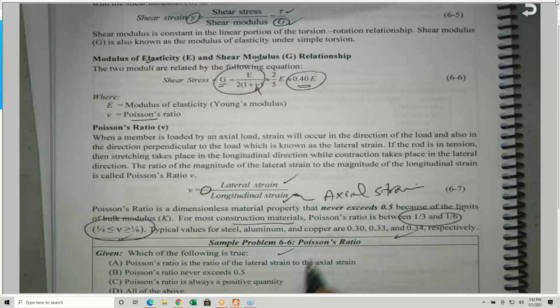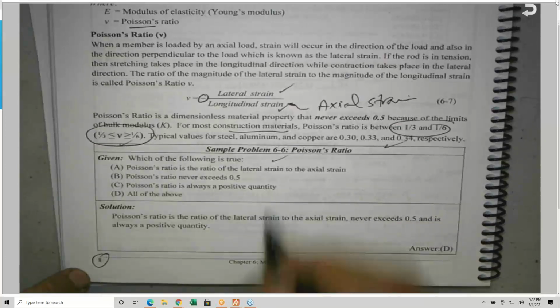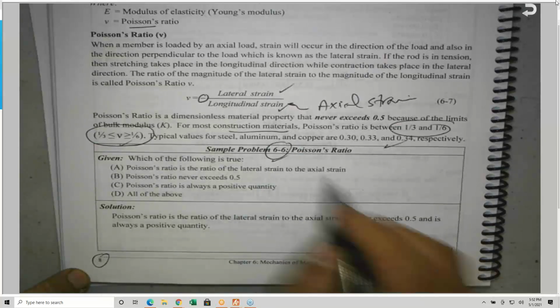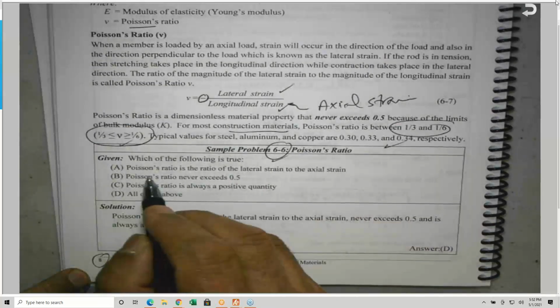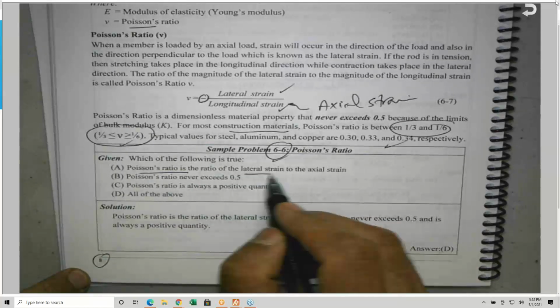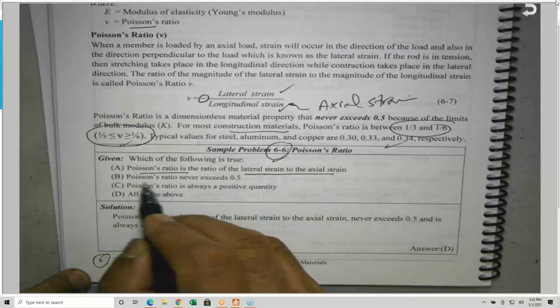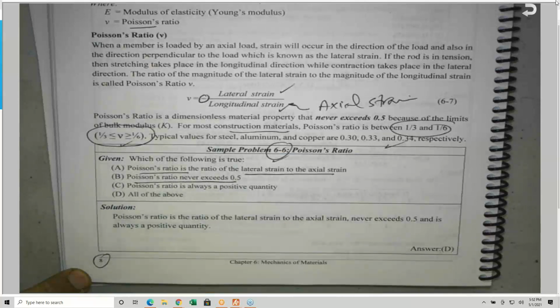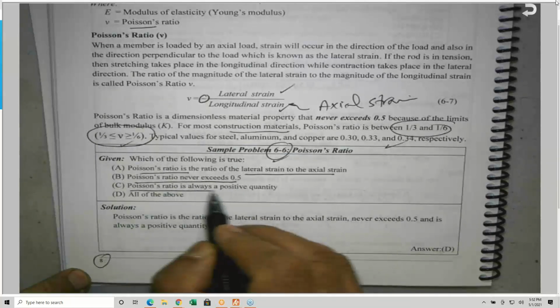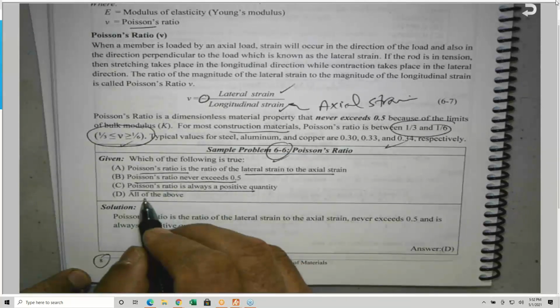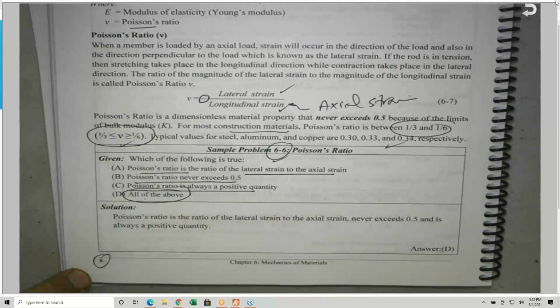Okay, so I am on page 8, problem 6-6 of the mechanics of Poisson's ratio. Which of the following is true? Poisson's ratio is the ratio of the lateral strain to the axial strain. Poisson's ratio never exceeds 0.5. Poisson's ratio is always a positive quantity, and all of the above. The answer is all of the above.